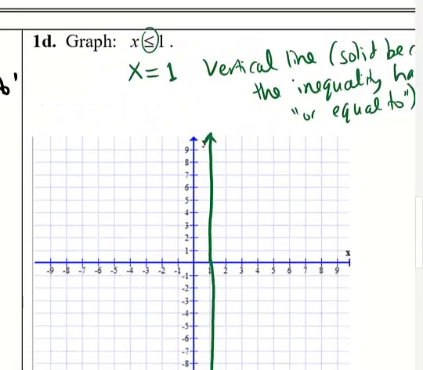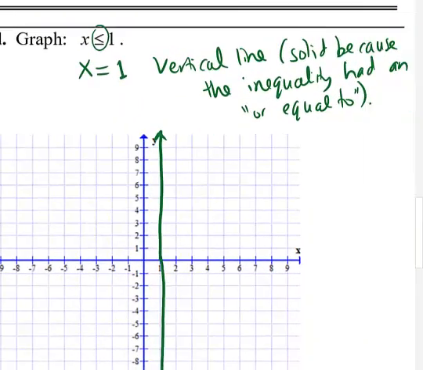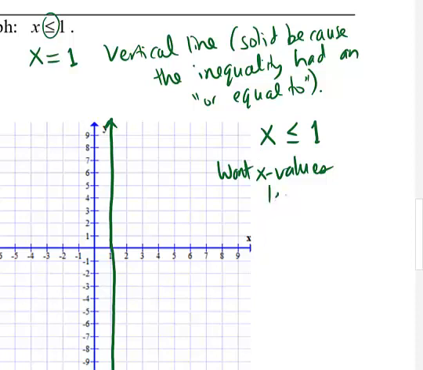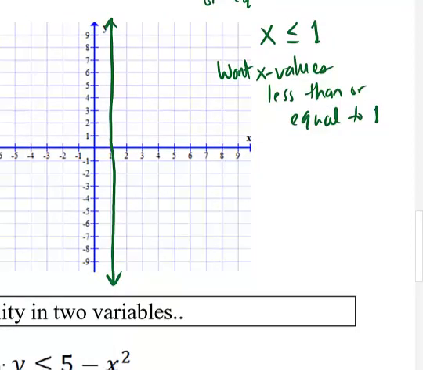Alright, and then I'm either shading one side of the line or the other. There's not really an above or below since it's a vertical line. So I'm just going to reason it out. This is what my inequality was. So I want all the x values less than or equal to 1. So which side of that line are all the x values less than 1?